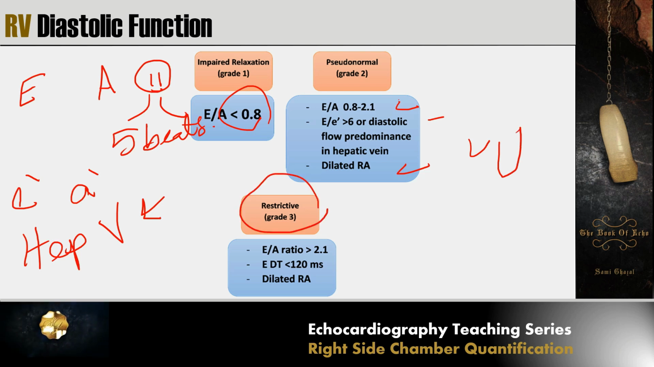Restrictive pattern, E over A ratio is more than 2.1. Also we can see E wave deceleration time less than 120. So it will look steep. And of course dilated right atrium.